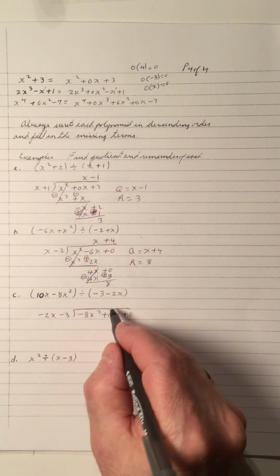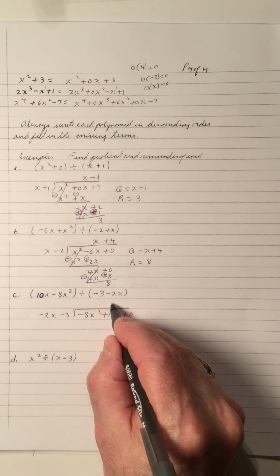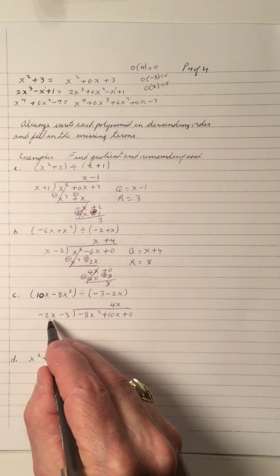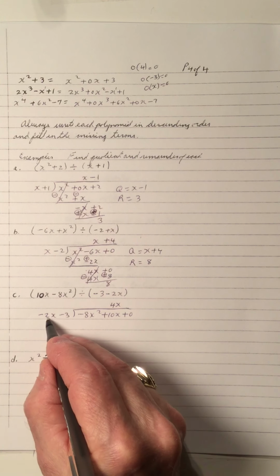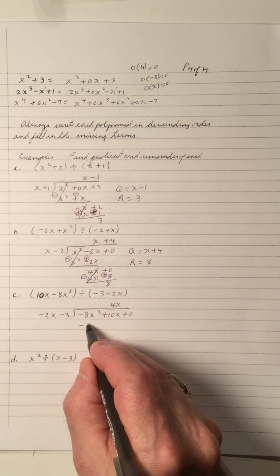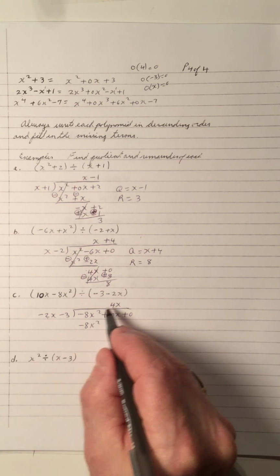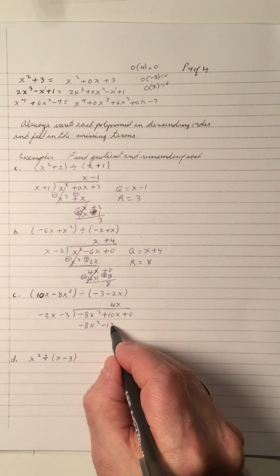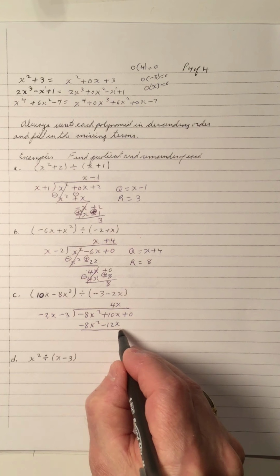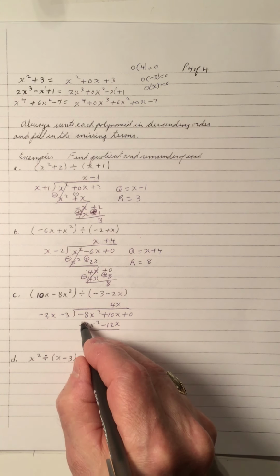Negative 2x into negative 8x squared is a 4x. 4x times negative 2x is negative 8x squared. 4x times negative 3 is negative 12. Change negative to a positive, and change my negative to a positive because I'm adding on the opposite. Negative 8 plus 8 cancels out. Negative 10 plus 12 is 22.